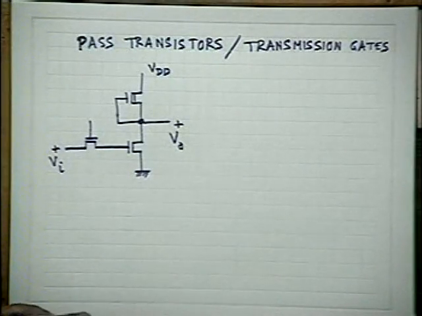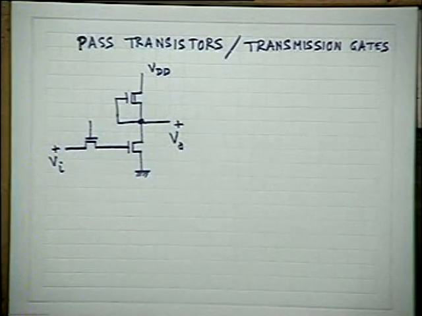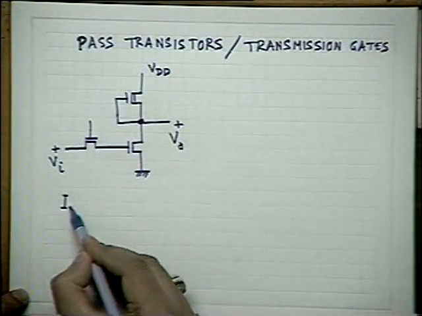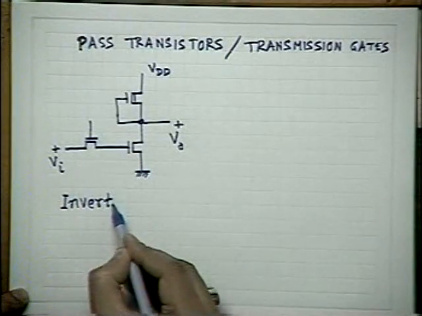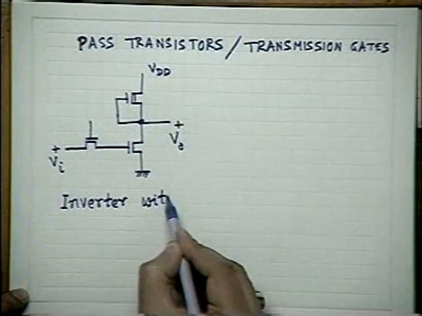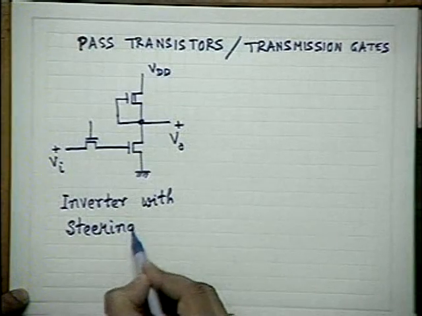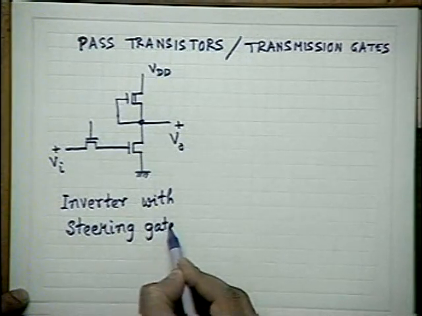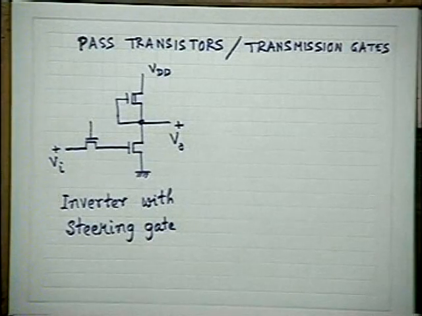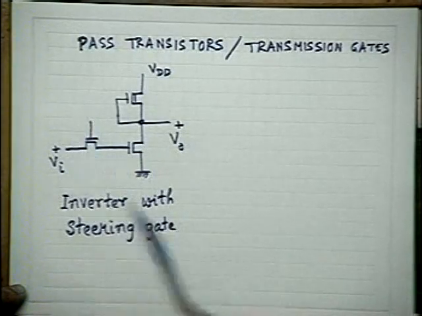This is called an inverter with a steering gate. An inverter with a steering gate. You see that here, this transistor at the input of the gate is nothing but a switch. It is called a MOS switch. It is a single channel MOSFET switch, nMOS switch.